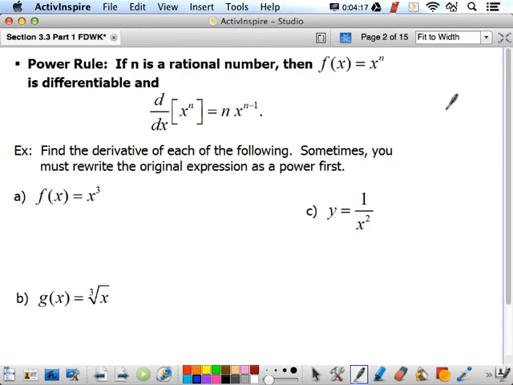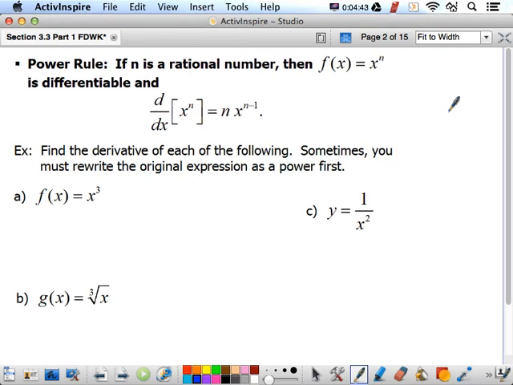So in words, what that means is that if you're trying to take the derivative of x to some power, you can always do that by taking the power, we're calling it n, bringing it down to the front and making it the coefficient, and subtracting 1 from the power. Got it? You can take the power, bring it down to the front, make it the coefficient, and subtract 1 from the power. So let's look at these 3 examples.